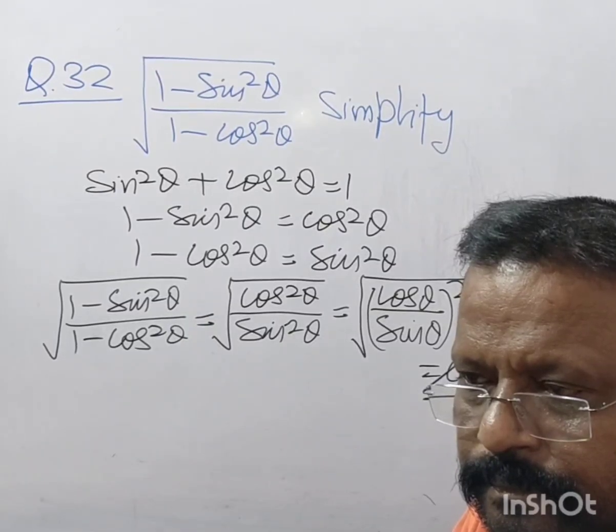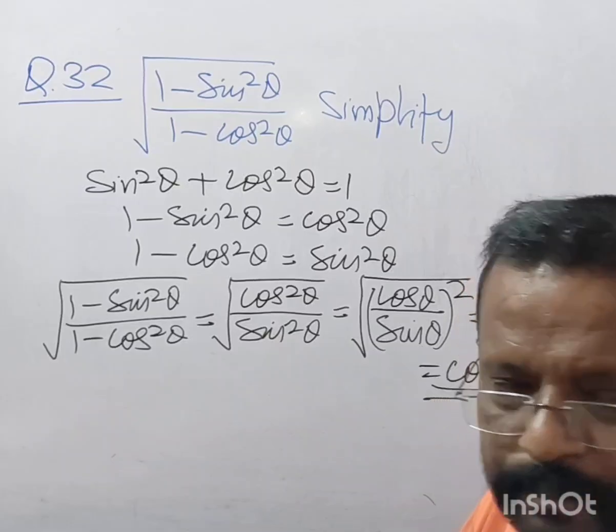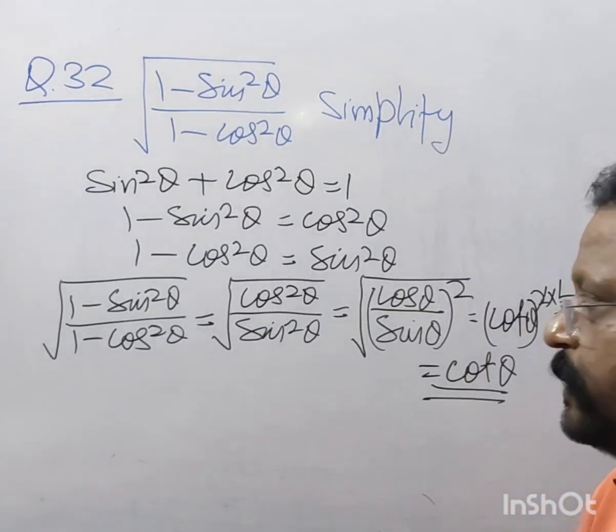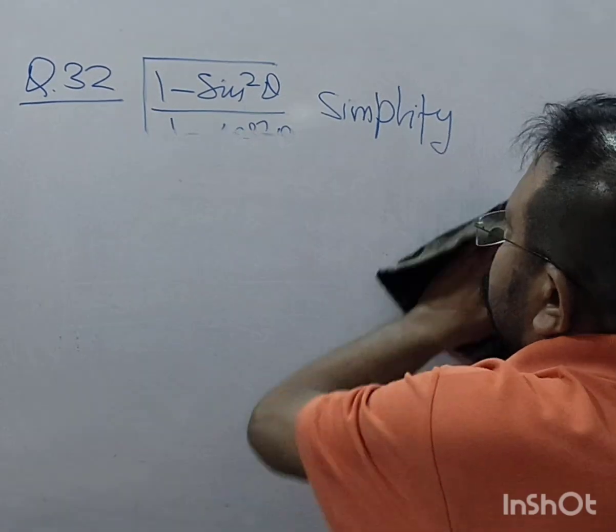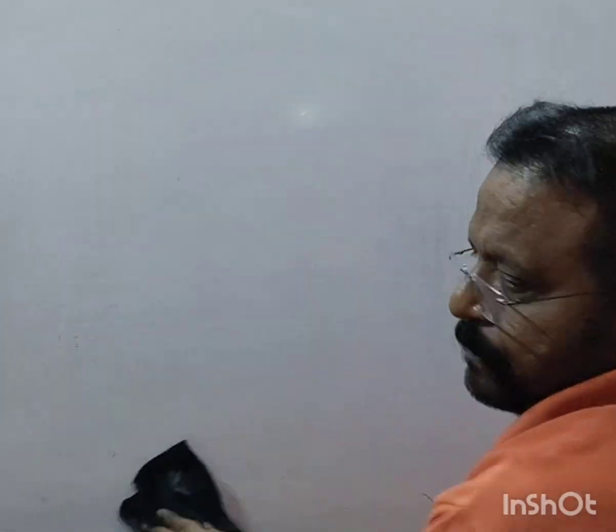Cot theta. We get that. Next. What is next? So prove the following. Bracket sin A plus cos A whole square. Show me.